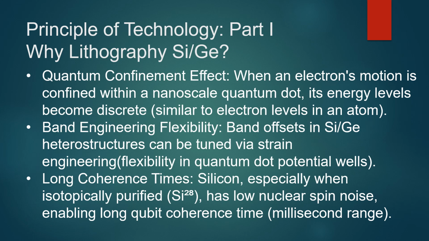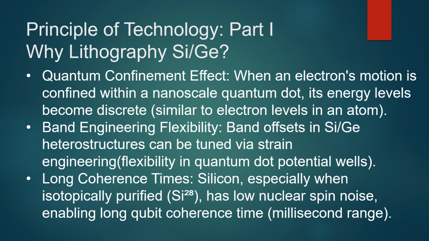Here I want to talk briefly about the principle of technology. The first part, why we choose lithography silicon germanium. So first of all, we have talked about the quantum confinement effect. When an electron's motion is confined within a nanoscale quantum dot, its energy level becomes discrete, similar to the electron level in an atom. And so why do we choose silicon germanium as the base material?